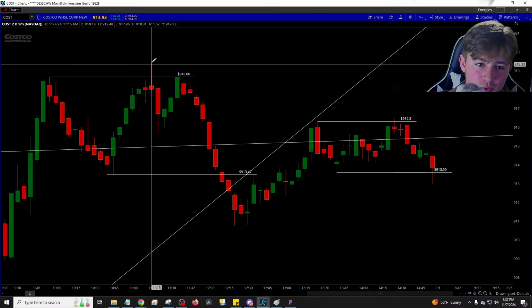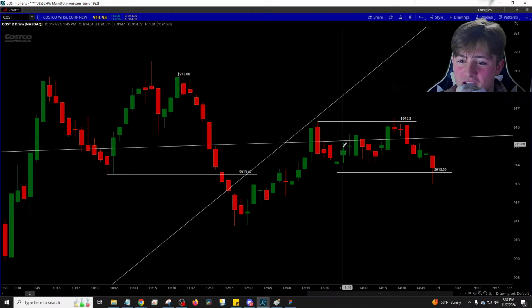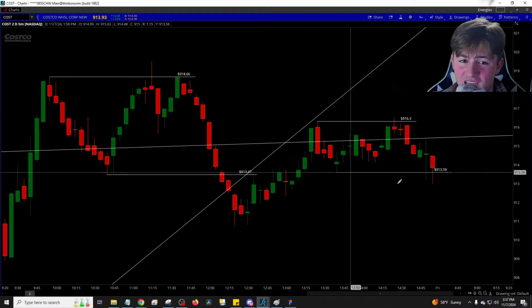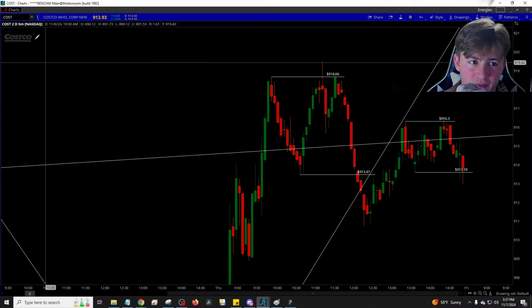So you see how this range was much bigger back here, and then in here it gets very small. This is where you're going to get killed. We need to stick to the stuff that's really moving.